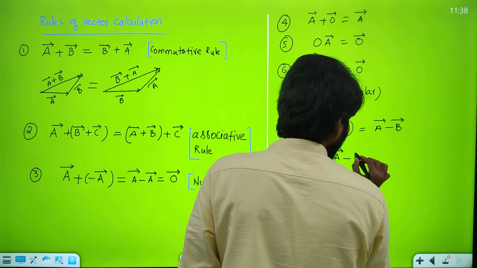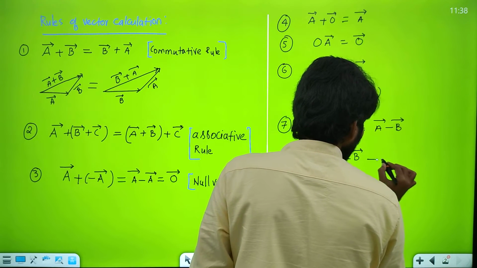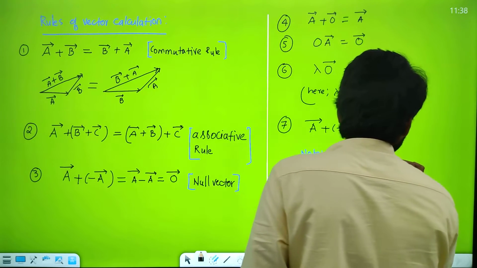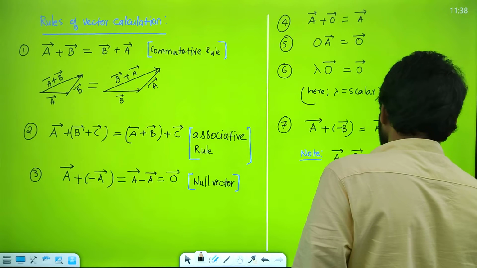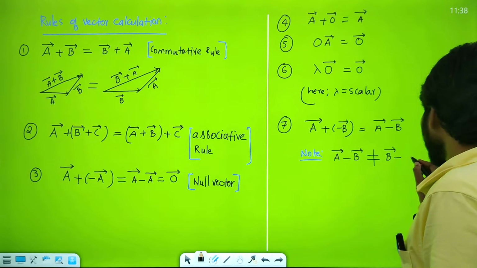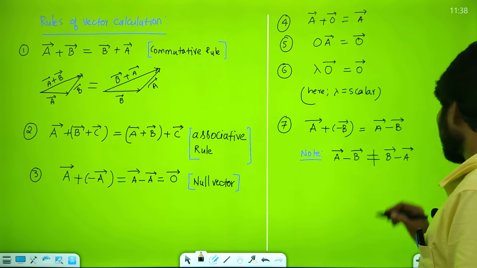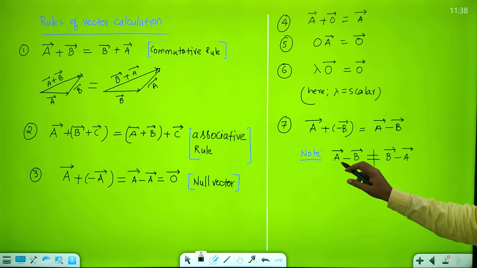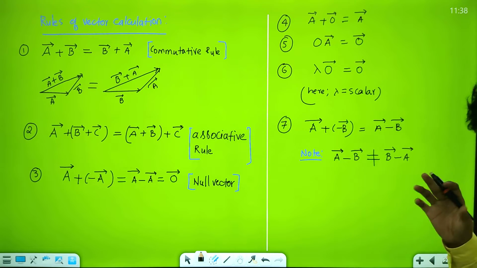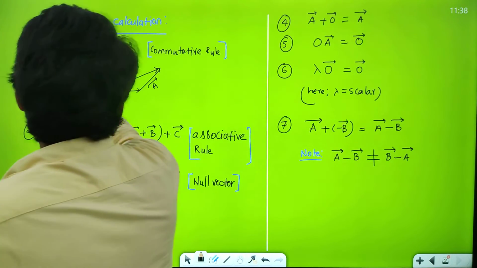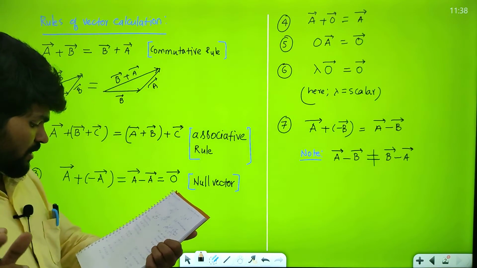A vector minus B vector should not equal B vector minus A vector. A vector minus B vector results in something different from B vector minus A vector. So these are not equal. But addition is equal, subtraction is not equal.